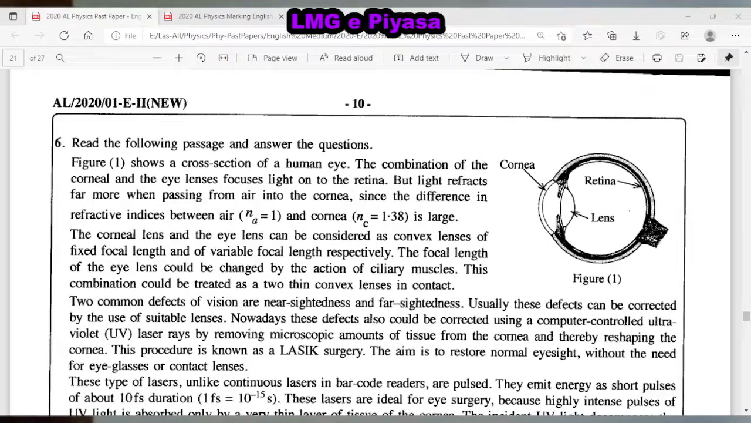Nowadays these defects also could be corrected using computer controlled ultraviolet UV laser rays by removing microscopic amounts of tissue from the cornea and thereby reshaping the cornea. This procedure is known as LASIK surgery. The aim is to restore normal eyesight without need for eyeglasses or contact lenses.